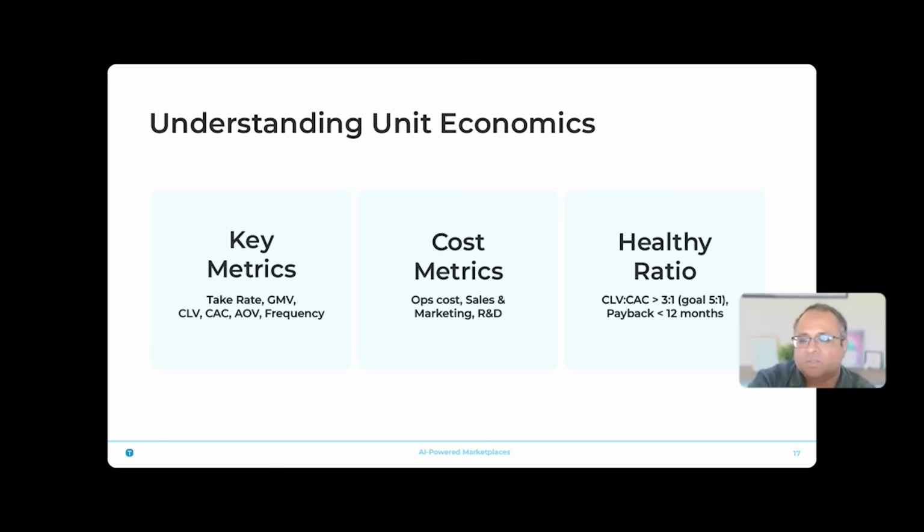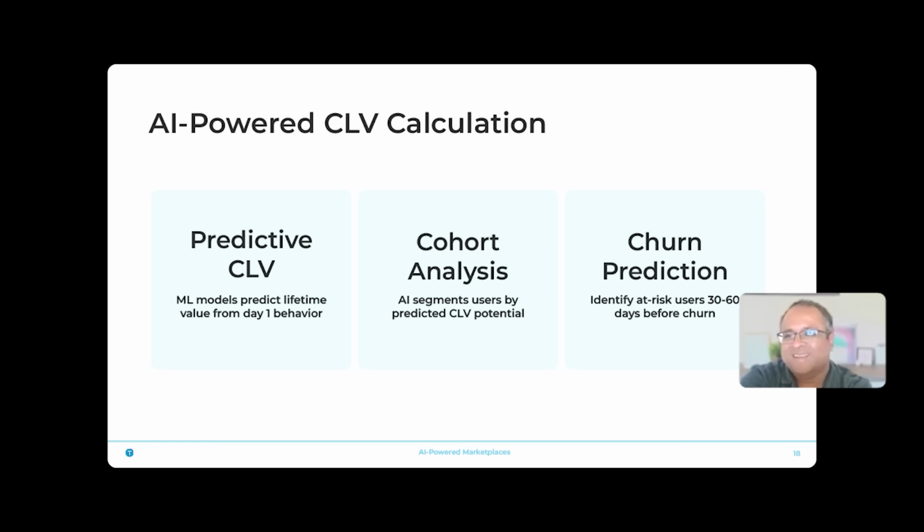AI can also help a lot in understanding your unit economics. There is a separate talk by somebody from Poshmark where they went over a lot of unit economics. I'm not going to top that, so I'm going to highly recommend that video or that episode to you. I'm sure Mike has it somewhere.